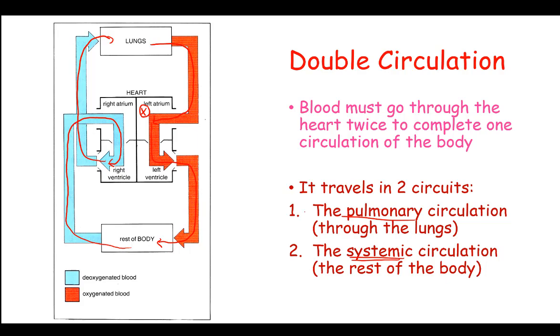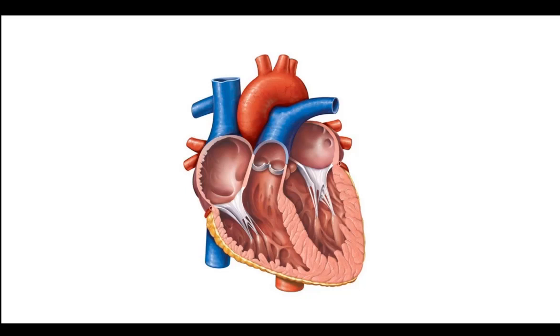Now, as we say, it travels in two circuits, the pulmonary circulation, which is through the lungs, and the systemic circulation, which is through the rest of the body. So we're going to look at those in a bit more detail now. Now, here we've got a little diagram of the heart, and here is the septum.